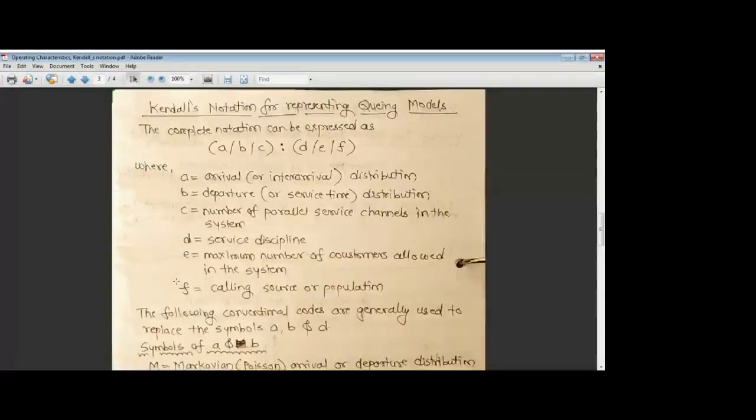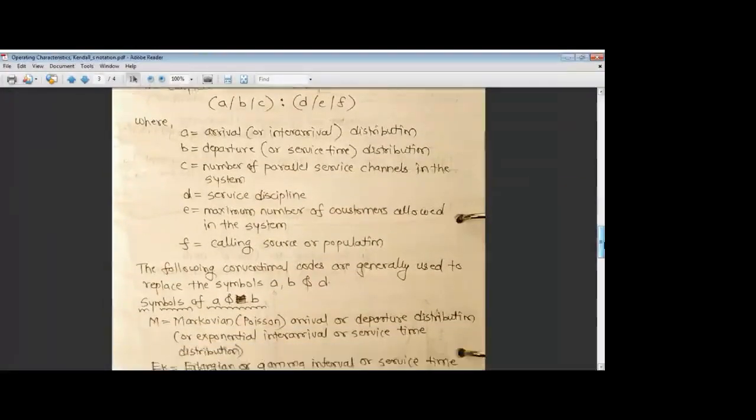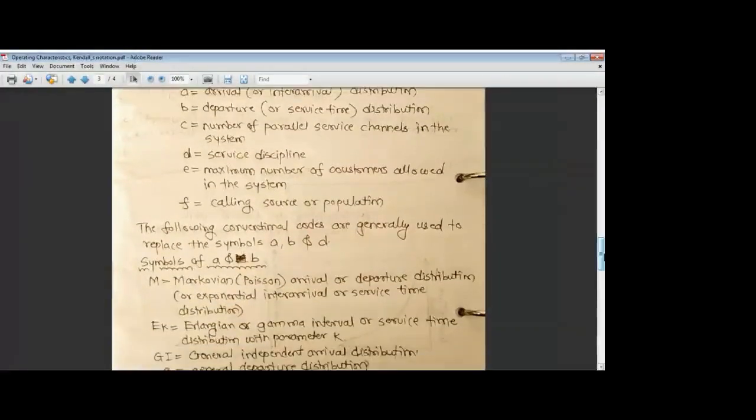We have F. F is nothing but your calling source or population. Even this was part of your elements. So all these elements have been named as A, B, C, D, E, F. Now, what is represented by what symbol, that is important, right? What is represented by A, what is represented by B, what is represented by C, that is very important when we are going to use these notations, right?